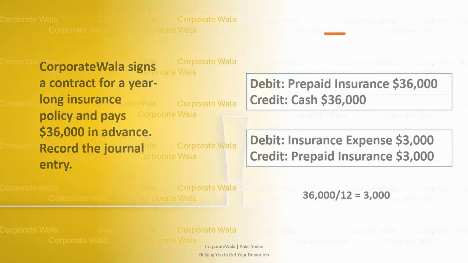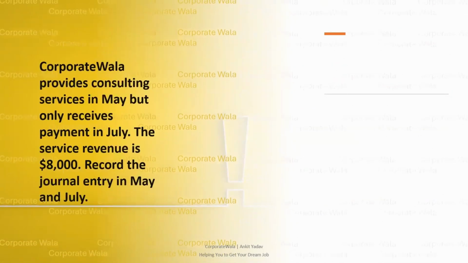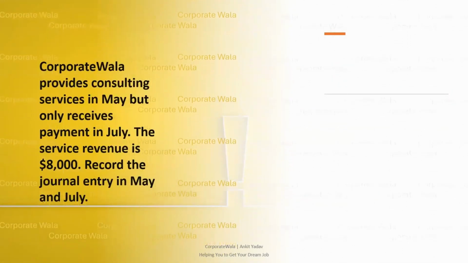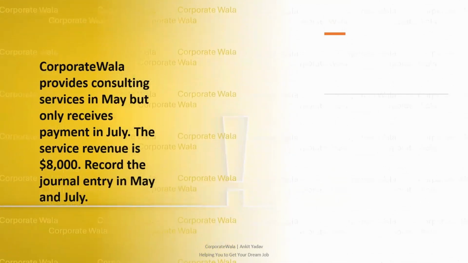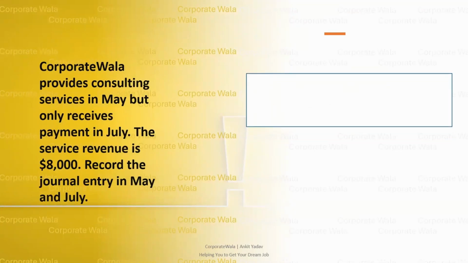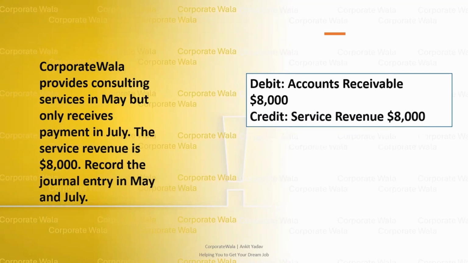Let's move on to our second journal entry, which was: Corporate Wala provides consulting service in May, but only receives the payment in July, and we need to record the service revenue, and the service revenue is 8,000. We need to record the journal entry in May as well as in July. So what will be our journal entry in the month of May? We have provided the services, but we haven't got the cash yet. So what will be our journal entry? We need to create a current asset against the service revenue. So what will be our final entry here? We will debit accounts receivable account with 8,000 and credit our service revenue by 8,000.